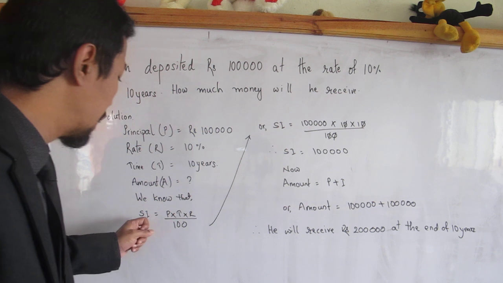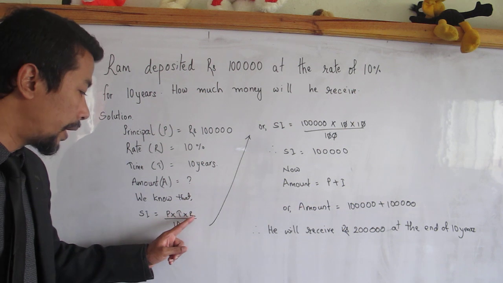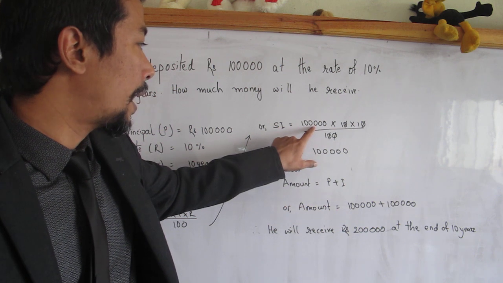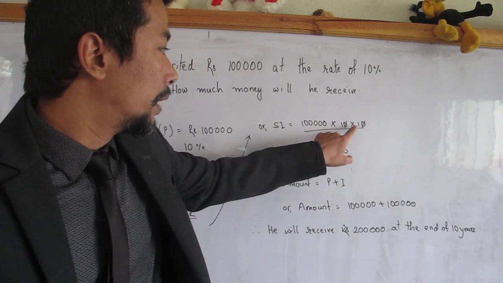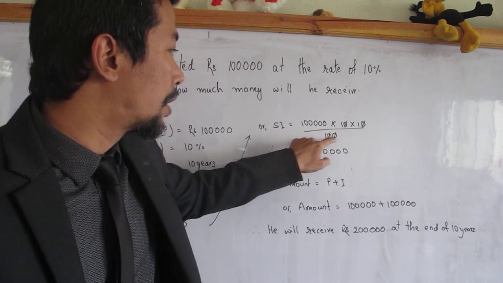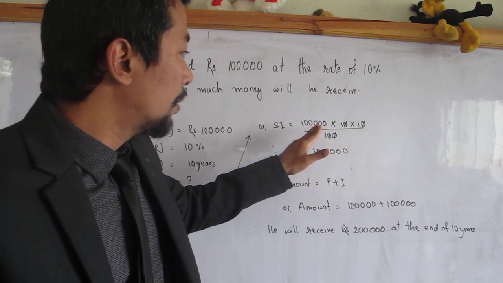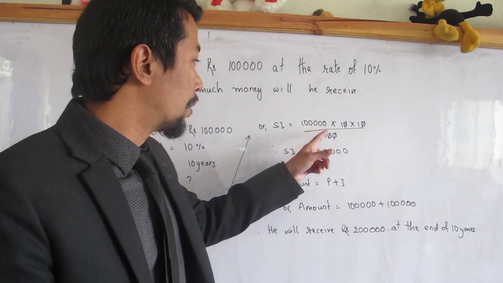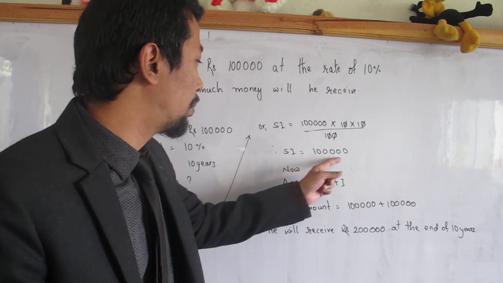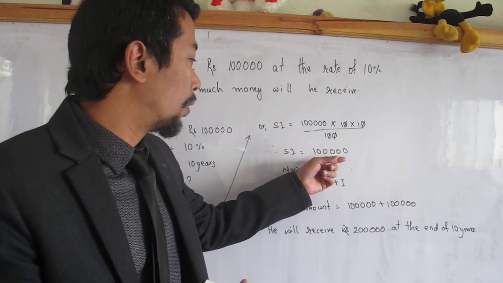In order to find interest, we know the formula. Simple interest is equal to principal times time times rate upon 100. Now we put in the values. The principal is 100,000, 1 lakh, times time is 10 years, times rate is 10%, and then upon 100. When we solve this, the zeros, we can cancel because it's one term, and in one term we can always do the cancellation. So what is left is our simple interest, that is 100,000 or 1 lakh. So after 10 years, Ram, who deposited the money, is getting 1 lakh rupees as interest.